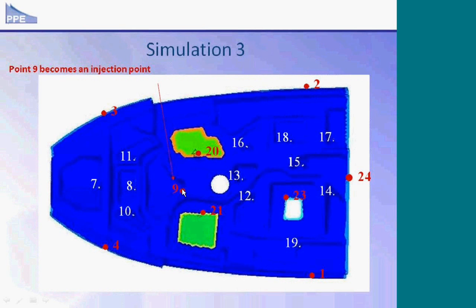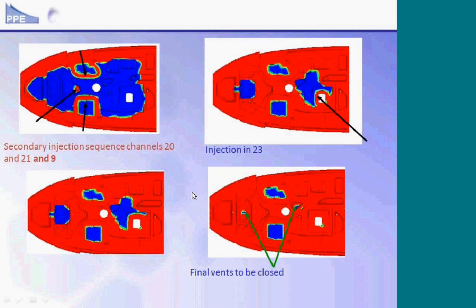That is to say, instead of putting a vent point in this location, we decided to inject on this point. And the idea was to remove completely the risk that we had on this area. And at the end, we end up with this final strategy and this final filling. The very first stage was injection through the periphery, then injection through these two gates and this point. This is the modification we made at the third run of simulation.